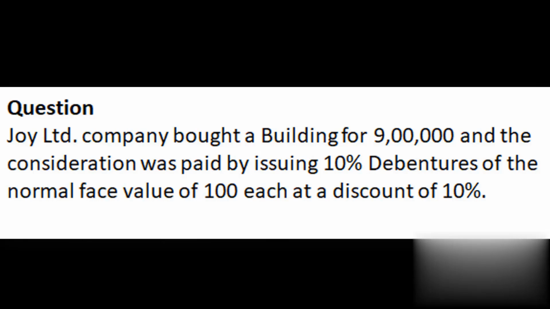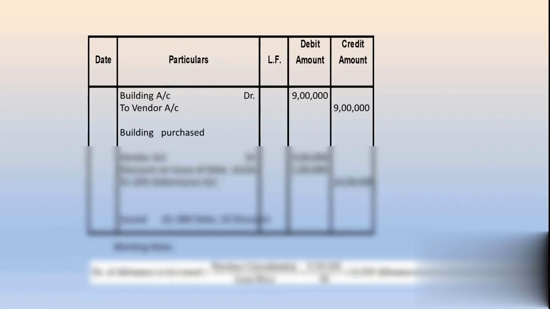There are two events in this problem. One is the acquisition of a building and thereby creating an obligation. The second is the discharge of that obligation. The first event is simple enough. An asset, that is a building, is acquired for rupees 9 lakhs and a corresponding obligation created to that extent.